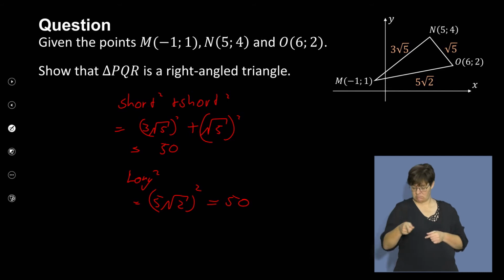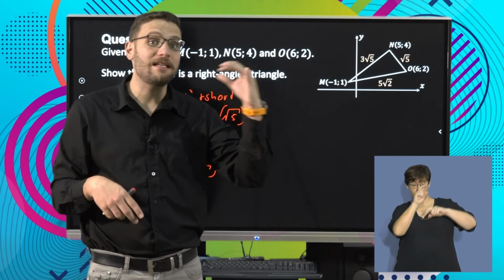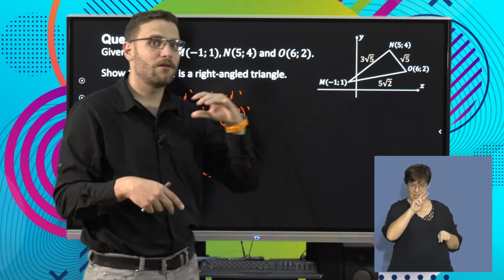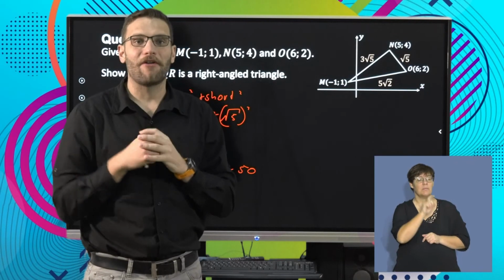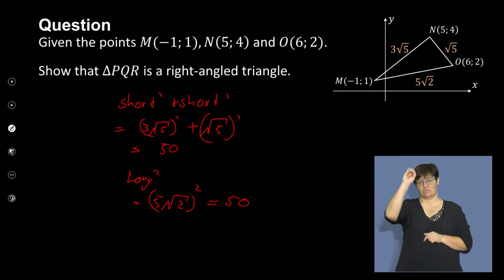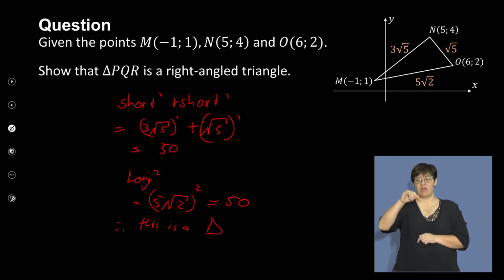All right? And so what this means is that the short side squared plus the short side squared is equal to the long side squared. So what we discussed is that if Pythag is true, then it must be a right-angled triangle. And therefore, this is a right-angled triangle, and we've proved what they wanted us to prove.